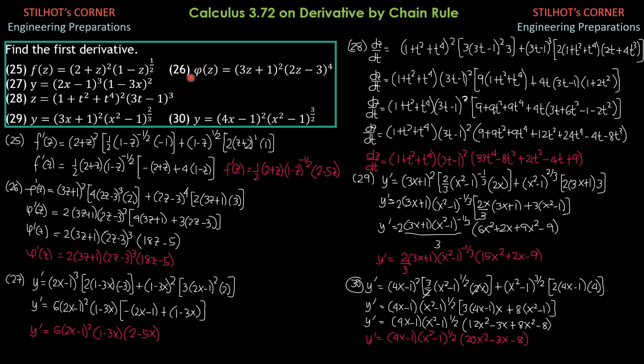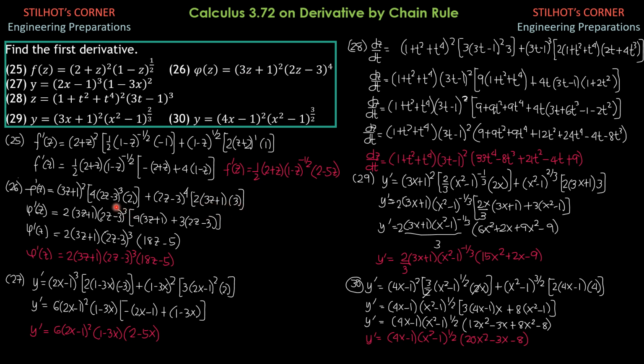26, chi as a function of z, so chi prime of z is equal to first quantity 3z plus 1 squared. Derivative of second is 4 quantity 2z minus 3 cubed. Then derivative of 2z minus 3 is 2. That's it. Then plus second, we copy quantity 2z minus 3 to the fourth. Derivative of the first is 2 quantity 3z plus 1 raised to 1 times 3.